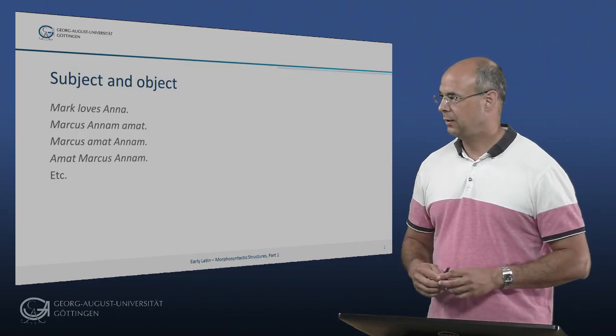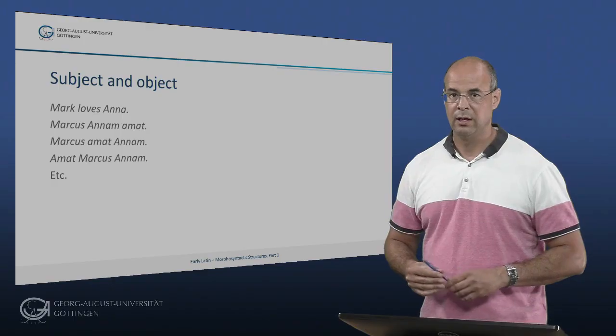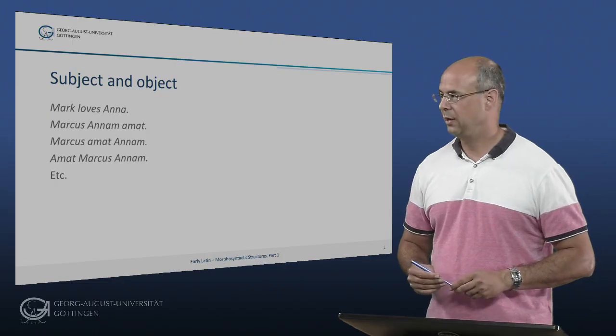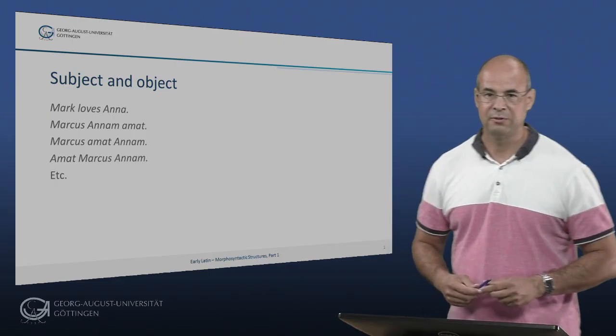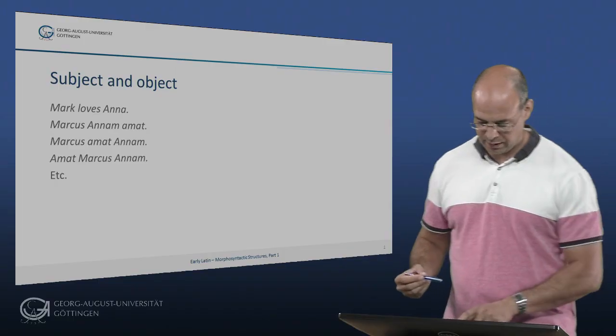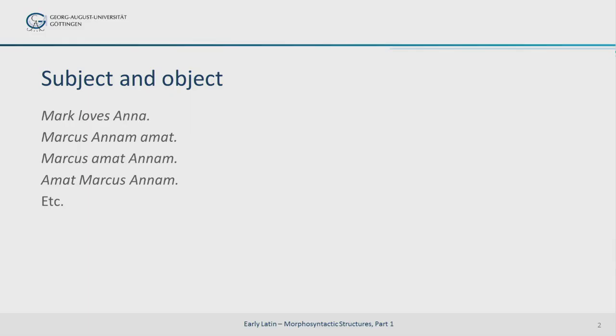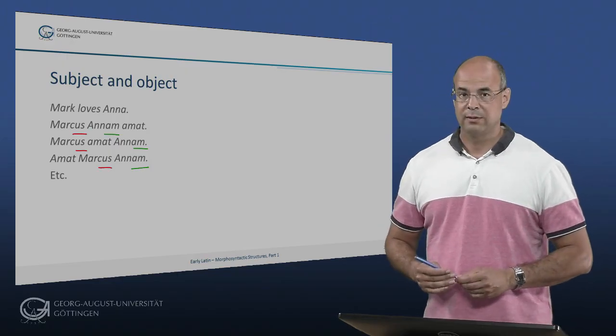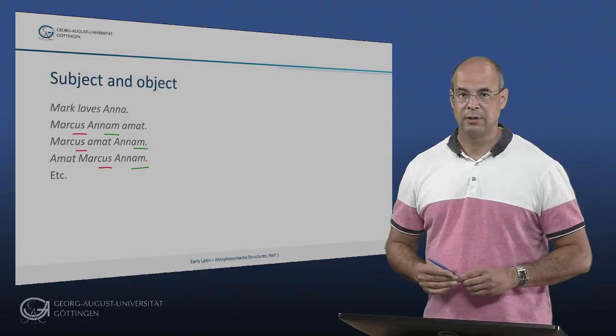We can say occasionally Anna, Mark loves, but that is a very highly unusual and marked word order pattern, and it implies a strong contrast. For example, that Mark does not love Mary. In Latin, subject and object are marked by cases. So you have, for example, nominative and accusative, and that indicates syntactic functions. Because of that, you can change word order patterns around without any substantial change to meaning.